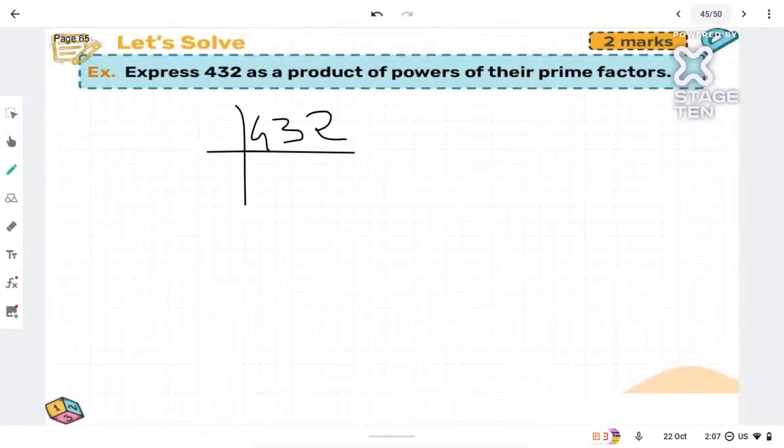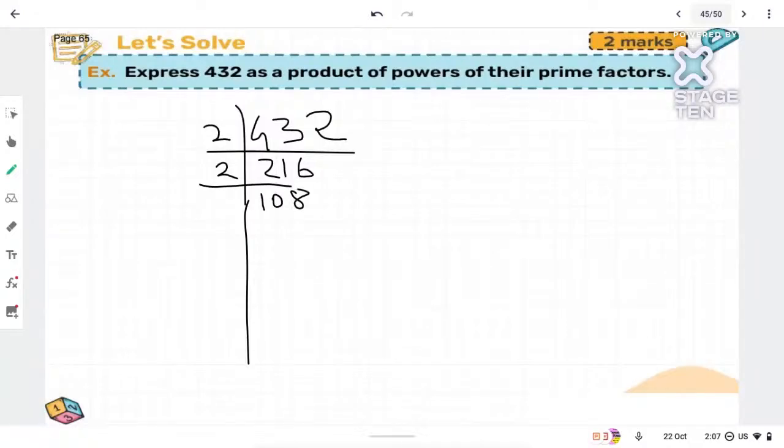Let's check if Yuvraj's answer is correct or not. We are going to take 2 here, that's the nearest factor. So 432 divided by 2 gives us 216. Let me draw this line a little bit longer. 216 again divided by 2 gives me 108. Again I can divide it by 2, that will give me 54. Again, let's divide it by 2 one more time. We will get 27.